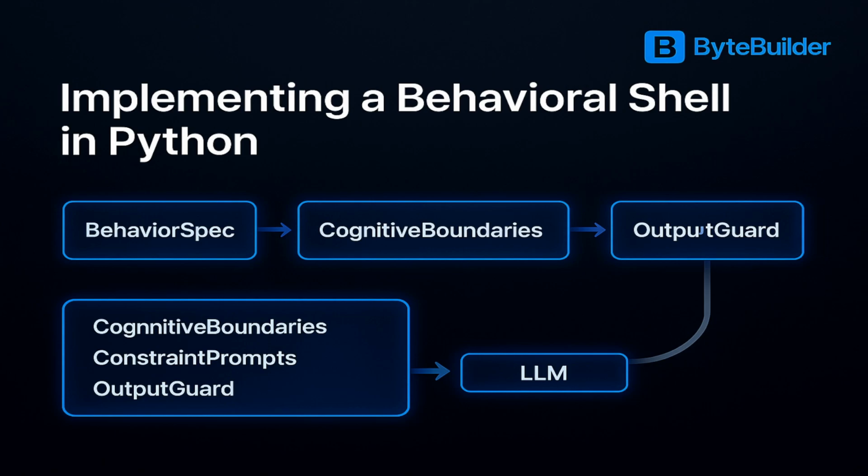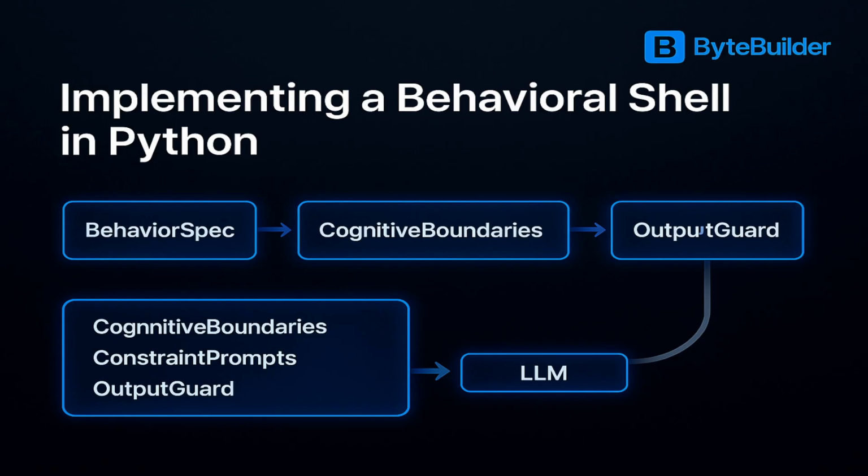We will build 4 modular components, each responsible for one part of the behavioral shell. We start with behavior spec. This object defines the agent's persona, its high-level goal, and what operations it is allowed or forbidden from performing. Think of it as the structural blueprint for the agent's behavior.